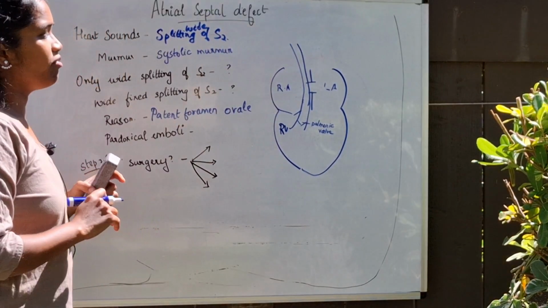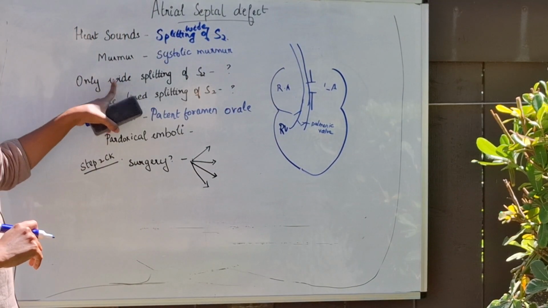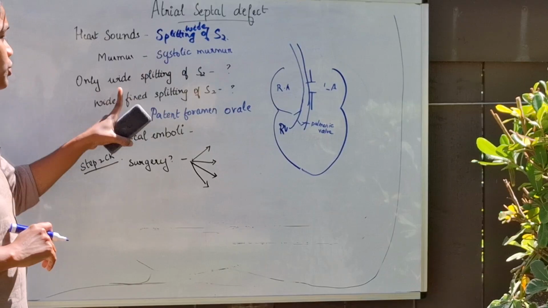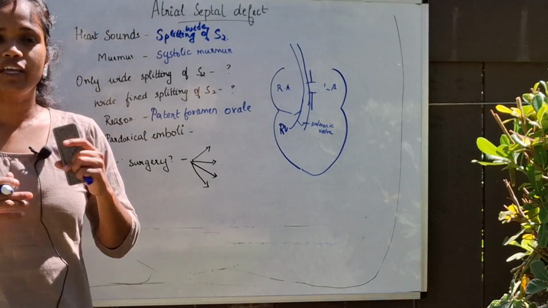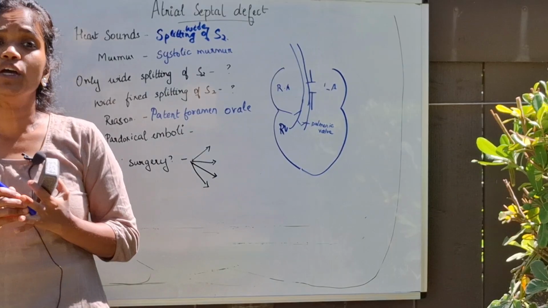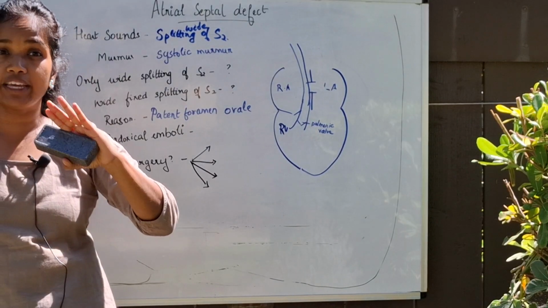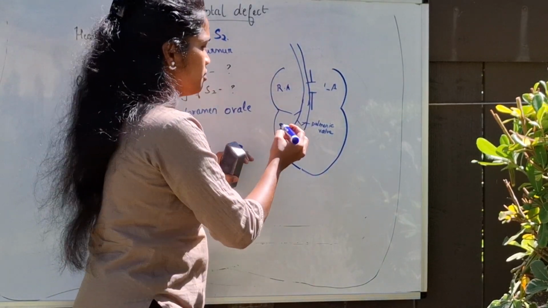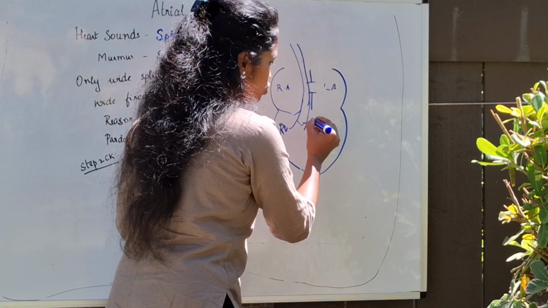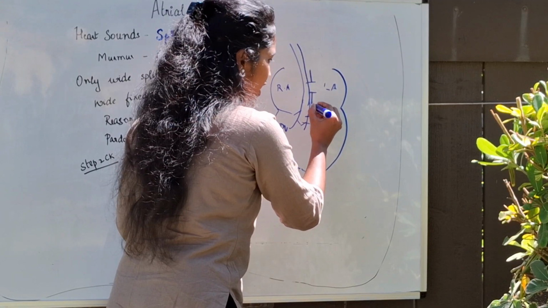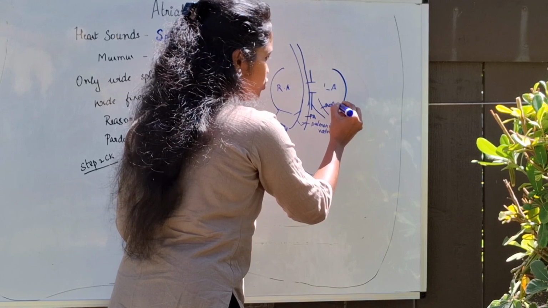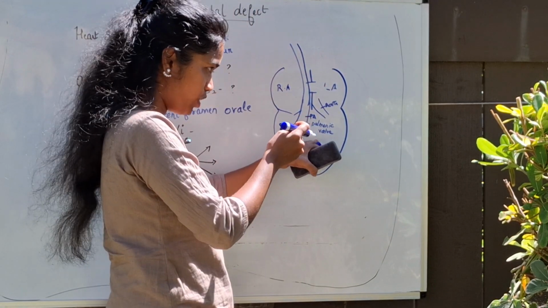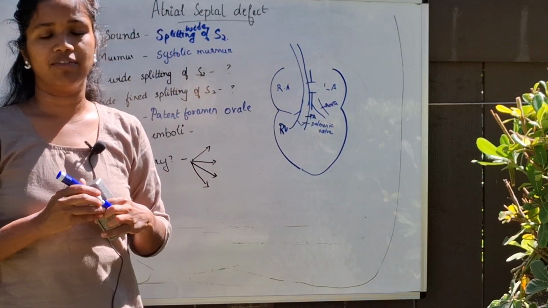In atrial septal defect, what do you understand by wide splitting of S2 and wide fixed splitting of S2? Before we go there, you should know what S2 is. S2 is nothing but the sound which is produced by the pulmonary artery as well as the aorta. So here we have the aorta. So the sound is produced by the pulmonic valve as well as the aortic valve.